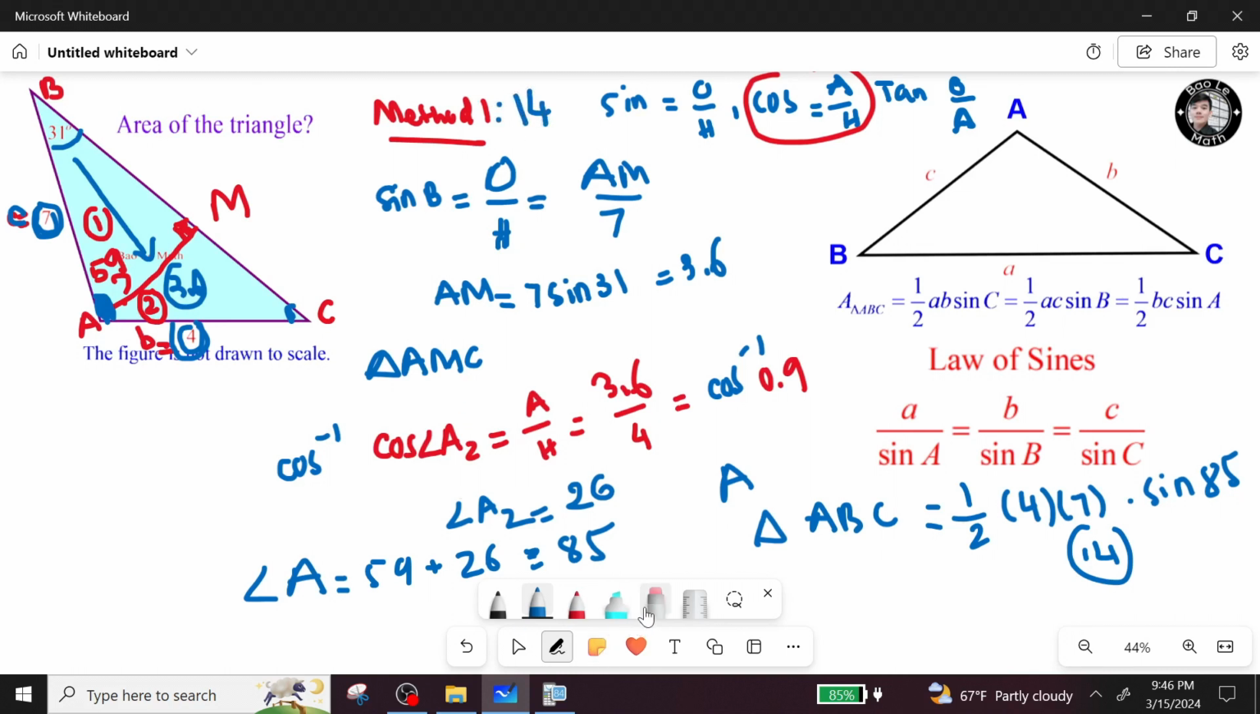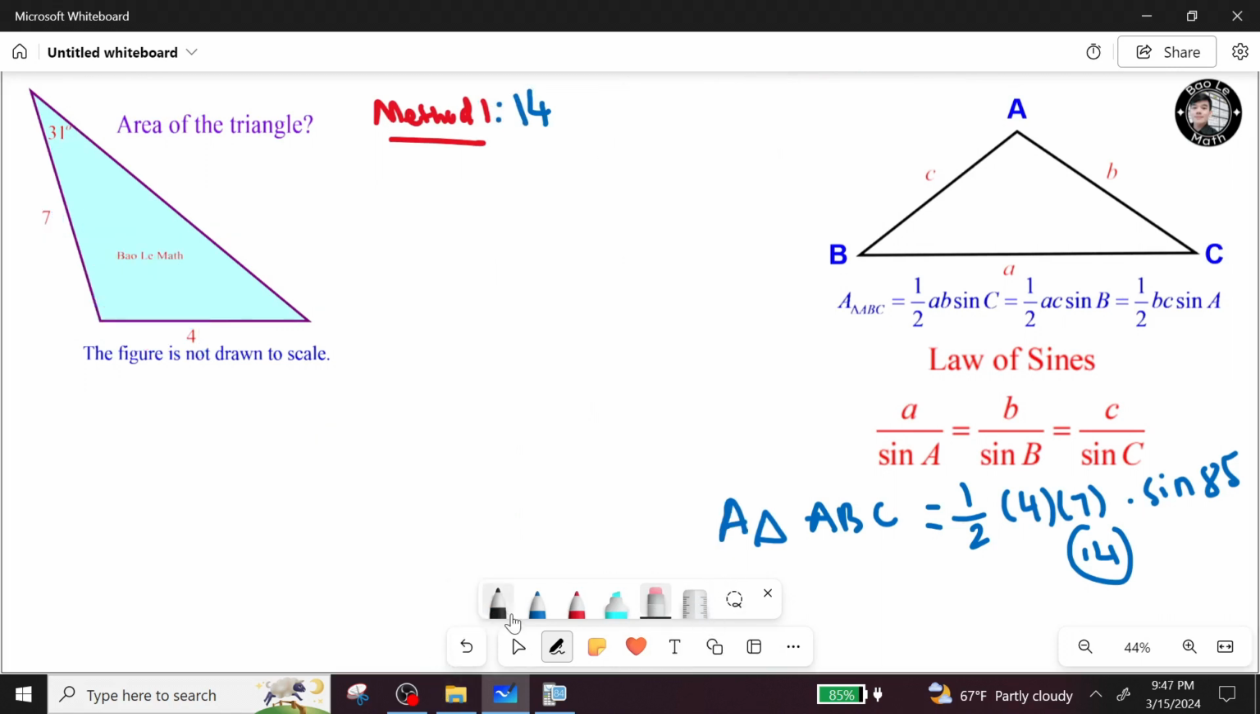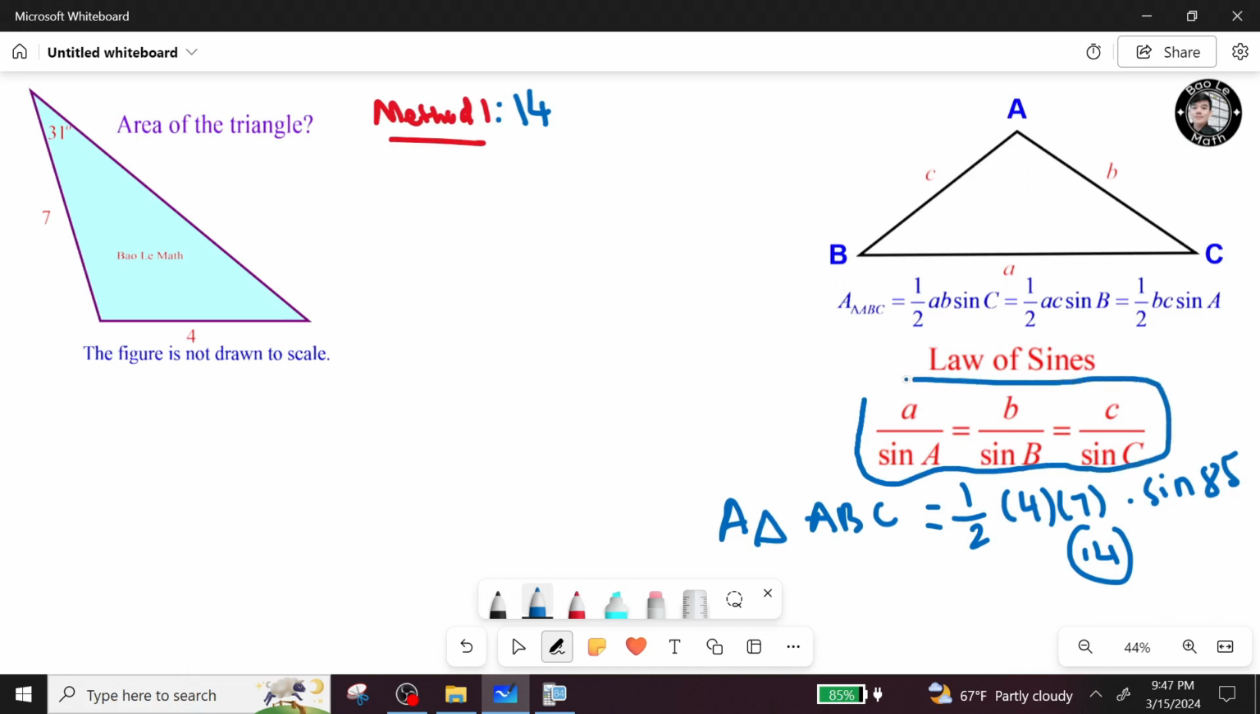Okay. Now we're going to move on to method number 2. Method number 2 is similar to method number 1. We use the formula right here, the formula we already proved before. So this is angle B, this is angle A, this is angle C. Angle B is given, we need to find angle C. Then we'll find angle A and we're done.